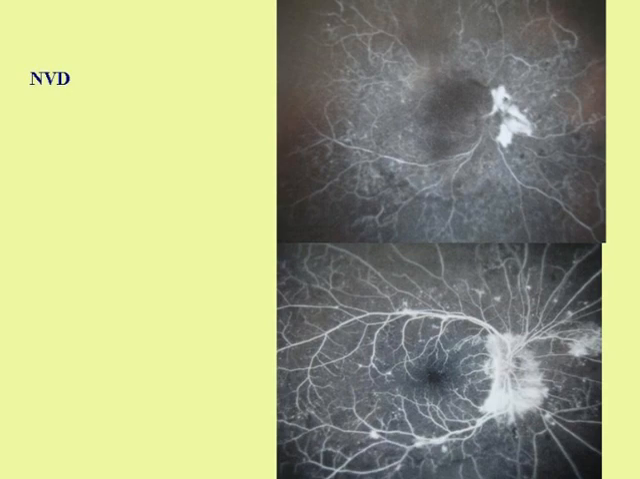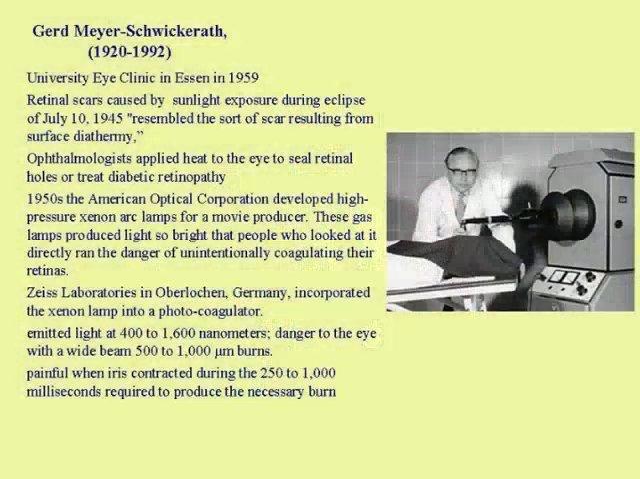Now, the treatment of this was tried by burning the eye using reflected sunlight, but that's a bit tricky and it's a bit complicated to use mirrors. So this chap came along with Meyer Schwickerath, and he realised that the burns on the retina, which were caused by sunlight burns during the eclipse in 1945, looked like diathermy scars, which had been used since the 1920s.